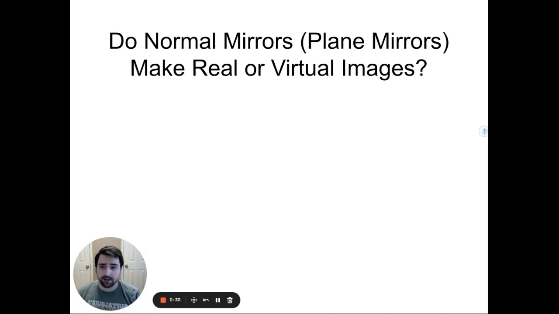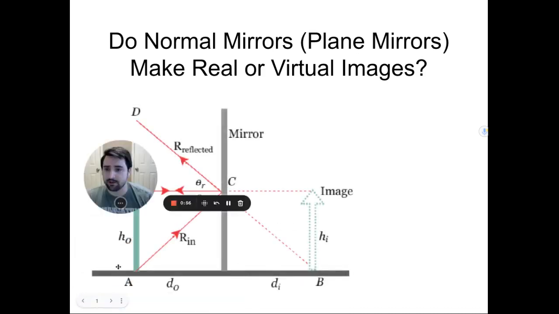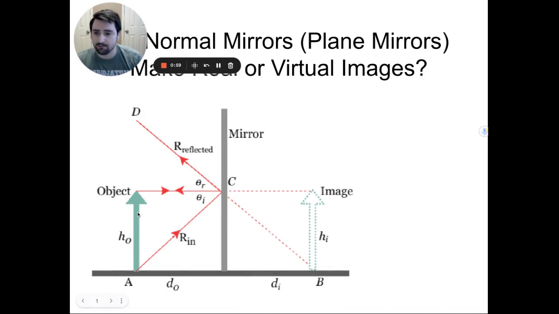So the first question that I've got for you guys is, do normal mirrors make a real or a virtual image? We talked about this in our lab the other day, and a virtual image is an image that is not projected or taking place in the real world. If I were to take a look at a ray diagram of a normal mirror, we've got the object over here on the left-hand side. That object is casting light rays into the mirror, which then reflect off. And those light rays, when they reflect off, don't meet at any point.